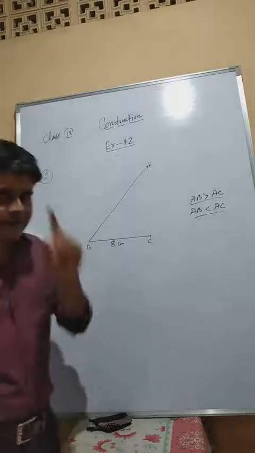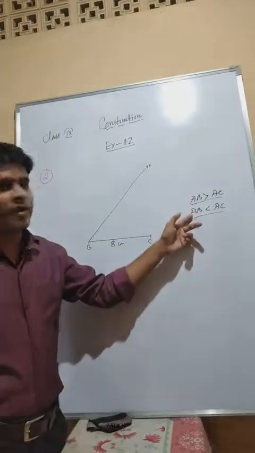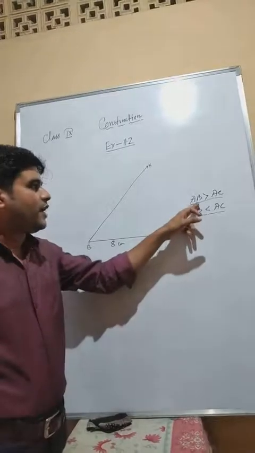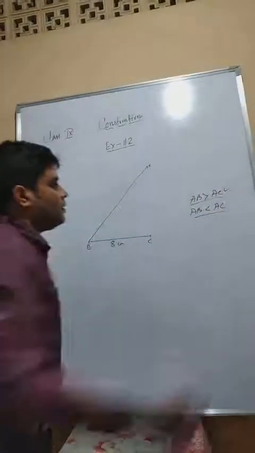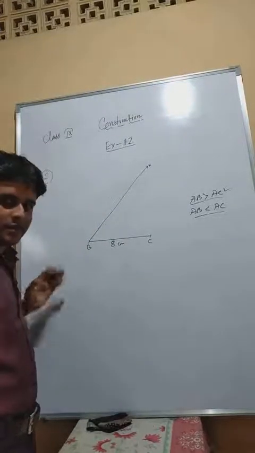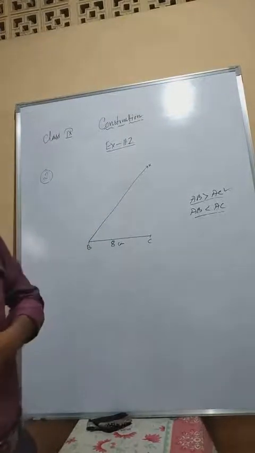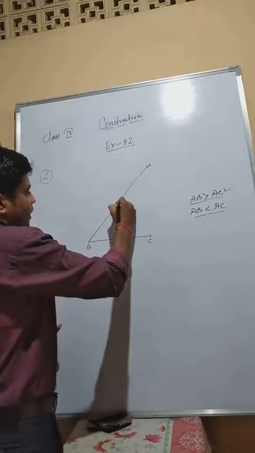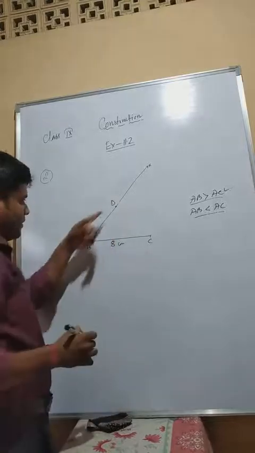So for the difference case, these two you should remember. In our problem, AB minus AC is given, so that means this case is given, so we will take the D point on that side. No need to extend this side.